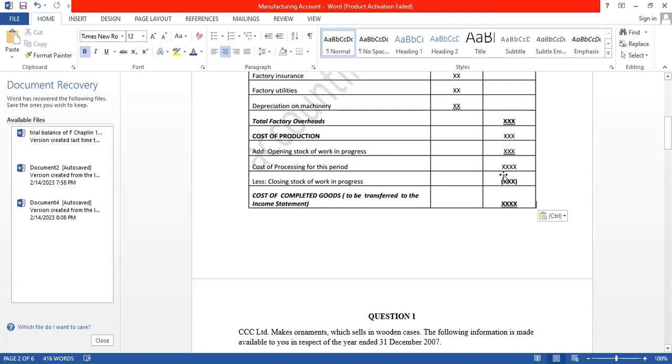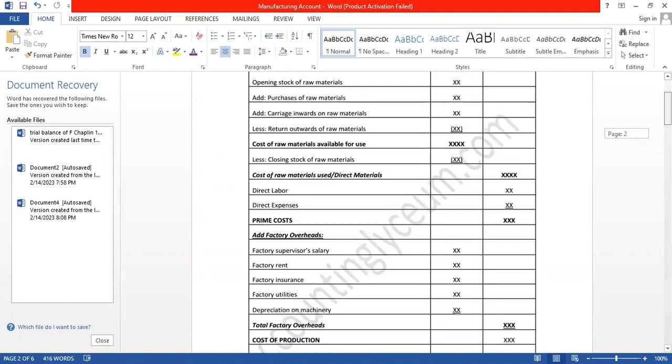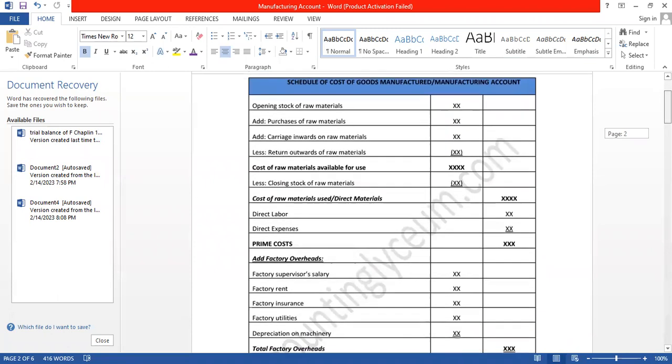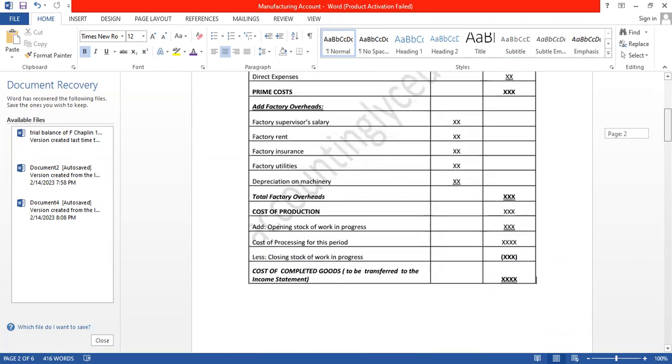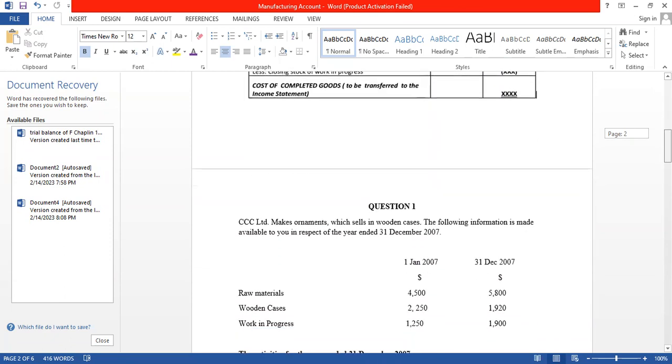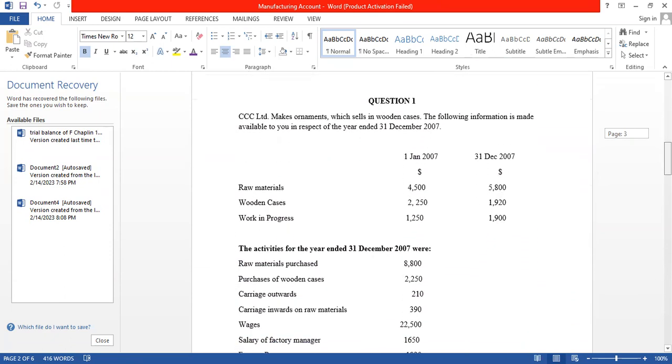The amount that you get will be called cost of completed goods. In bracket, the narration says to be transferred to the income statement. This should be the end of the manufacturing account. So now, again, this is the format. So now, let us move on to a question.